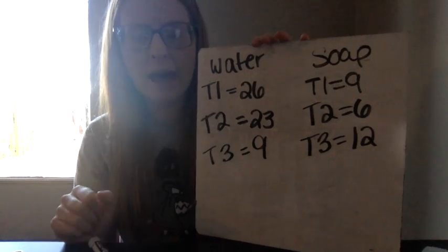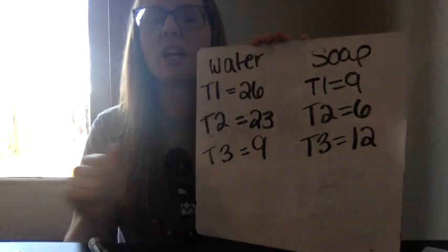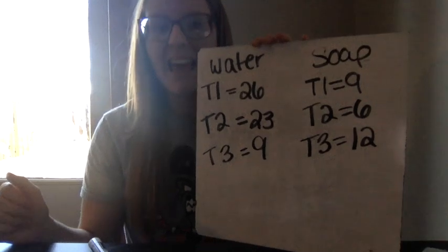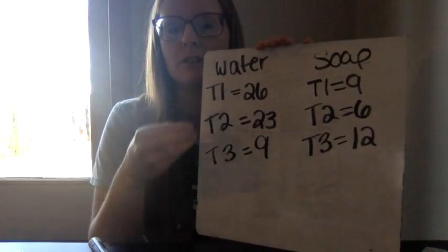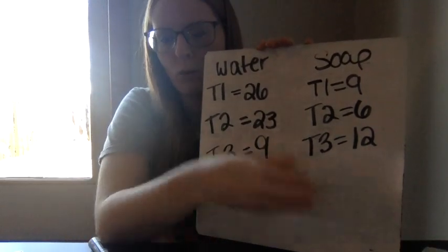I'll remind you one more time how you find the average is you add up the numbers and you'll divide by 3 since we did 3 trials. And that'll give you the average number of drops that the soap can hold and the average number of drops that the water can hold.